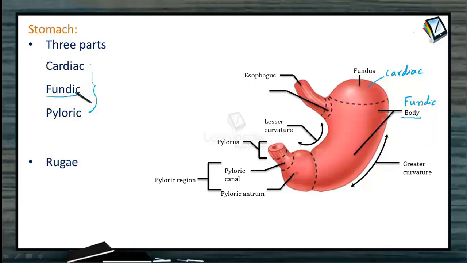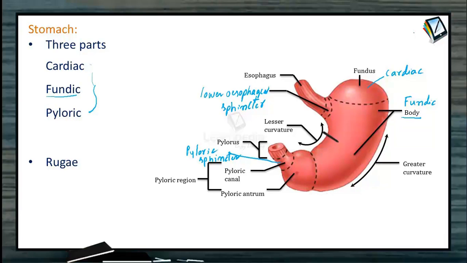So generally, when stomach is empty, the epithelium is folded to form several folds called rugae. So let us see different sphincters associated with stomach. So the anterior part of the stomach is guarded by an esophageal sphincter. This is also called lower esophageal sphincter. And posteriorly it is guarded by a pyloric sphincter.